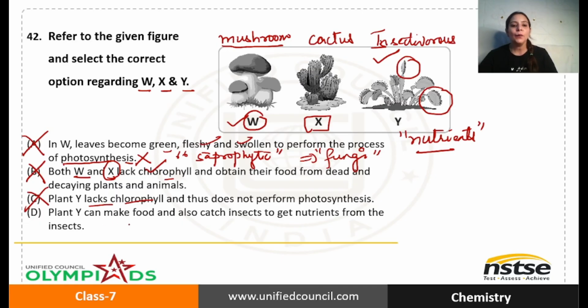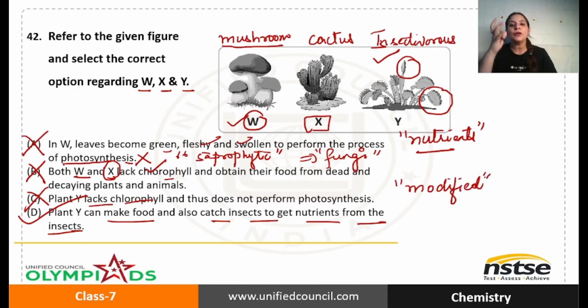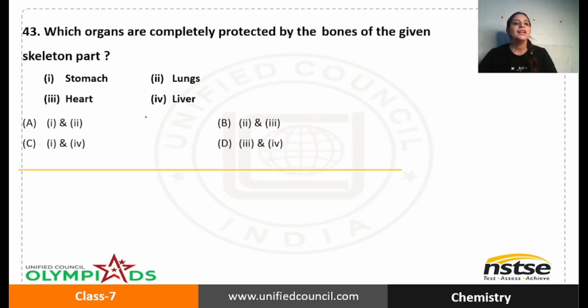Option D says plant Y can make food and also catch insects to get nutrients from the insects. So this is correct, because we know that in all insectivorous plants, the leaves are modified so that they can trap the insects. Once they trap, they secrete digestive juices to digest them, and by digesting the insects, they obtain the nutrients from them. So which statement is correct? Option D is correct.